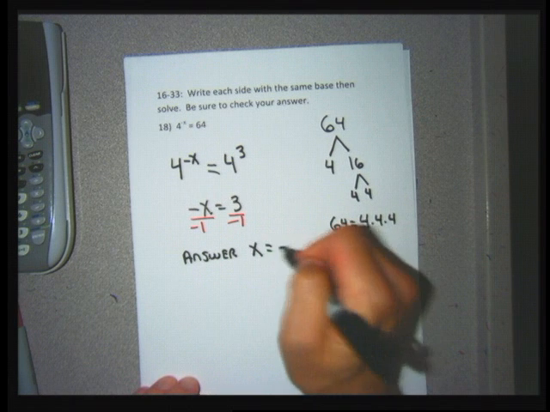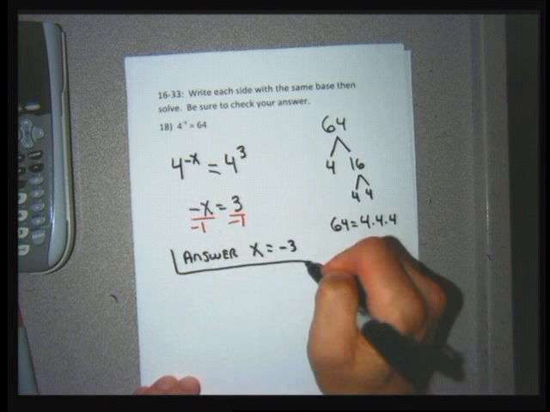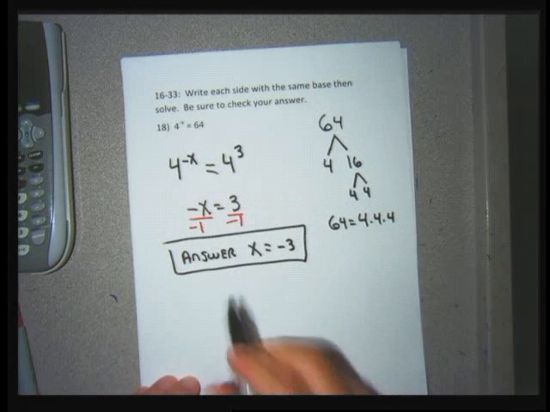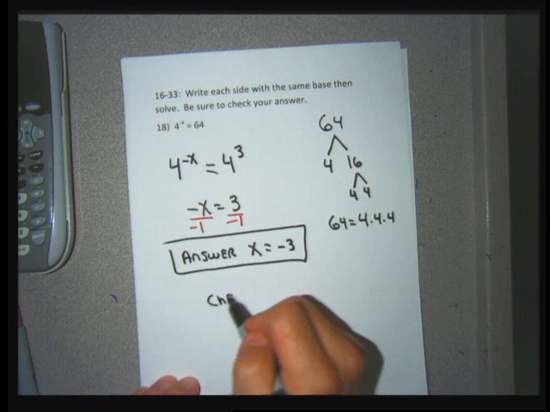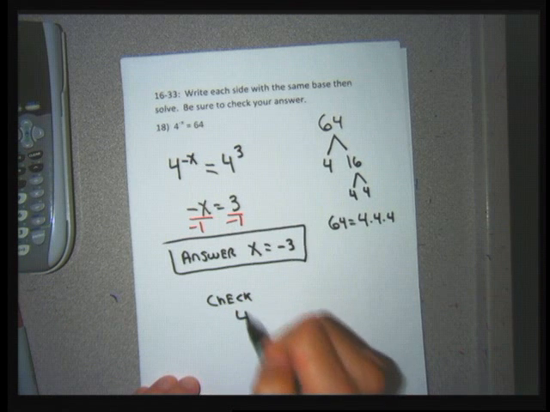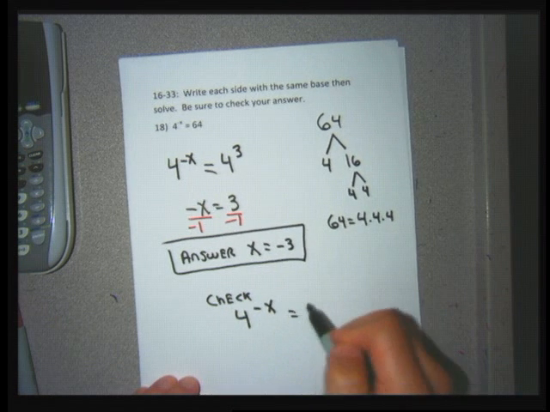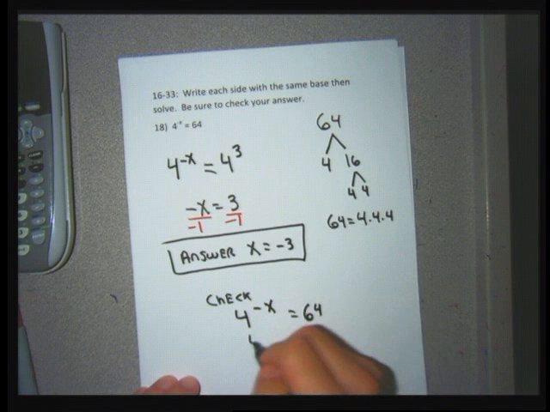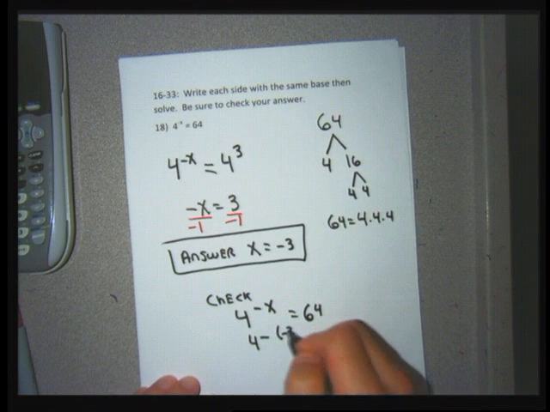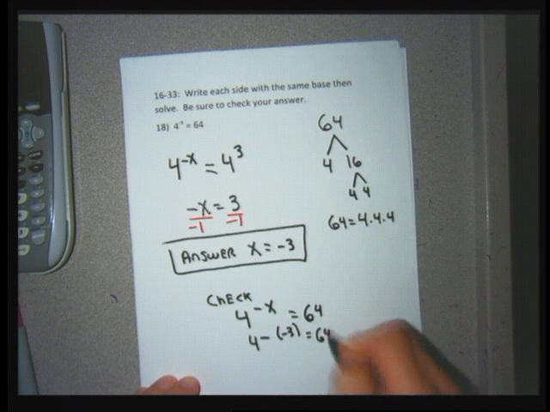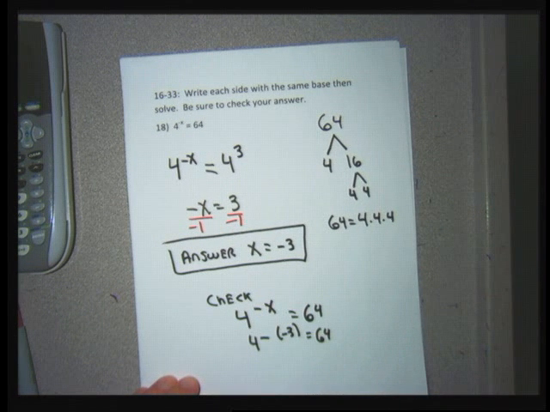On the right-hand side, a positive times a negative is a negative. I claim the answer is x equal to negative 3. I should check. By checking, I'm going to go into the original problem, which is 4 to the negative x equals 64. Change the negative x to a negative 3. That gives me 4 to the double negative 3 equal to 64.